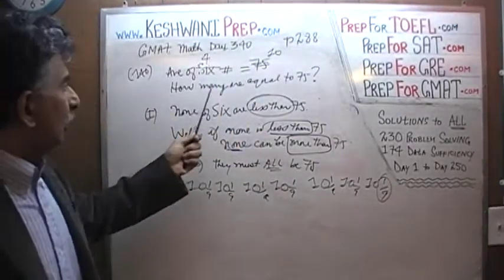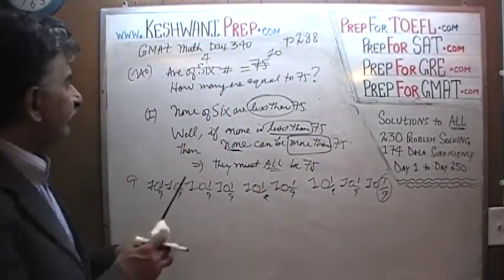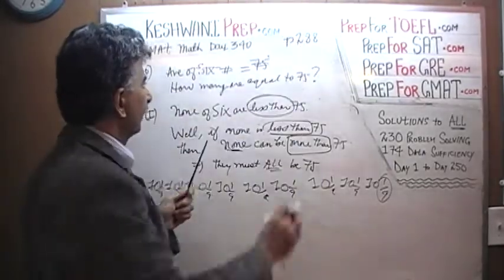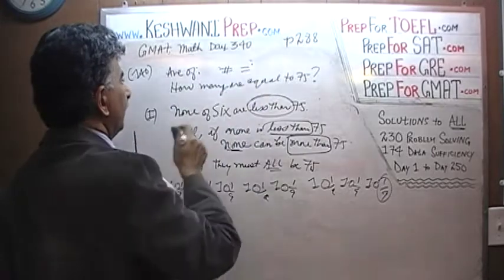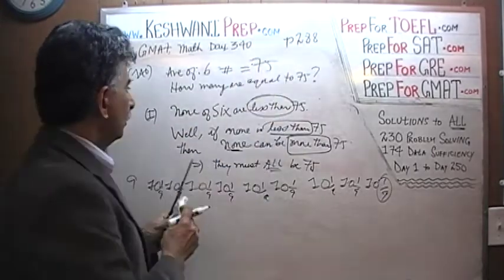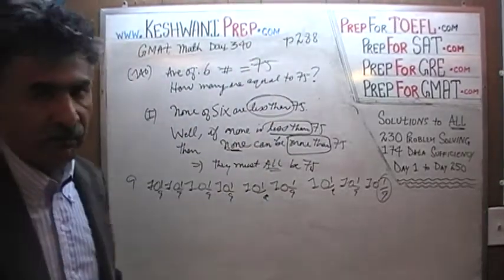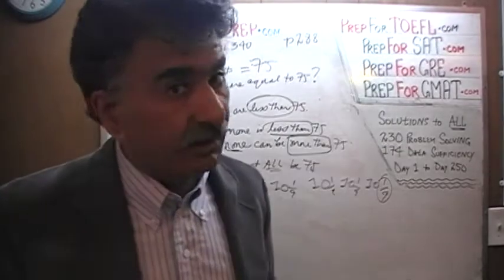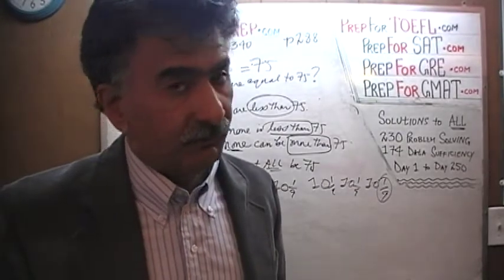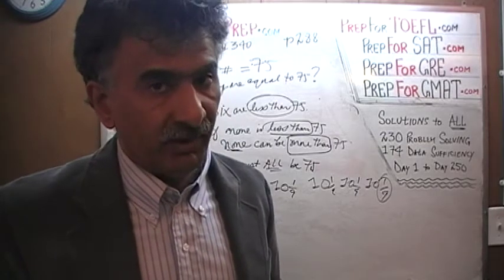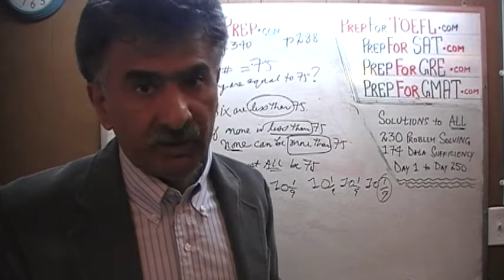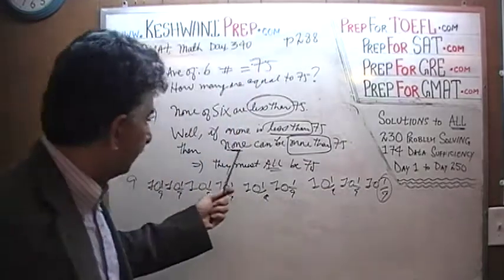The point here is that we are told that we have 6 numbers, and we are told that their average is 75. Well, if there are 6 numbers, and if their average is 75, and we are told that none of them are less than 75, then none can be more than 75. If none of them is less than 75, then there can be none that is more than 75. And if none is more than 75 and none is less than 75, that means they are all 75.